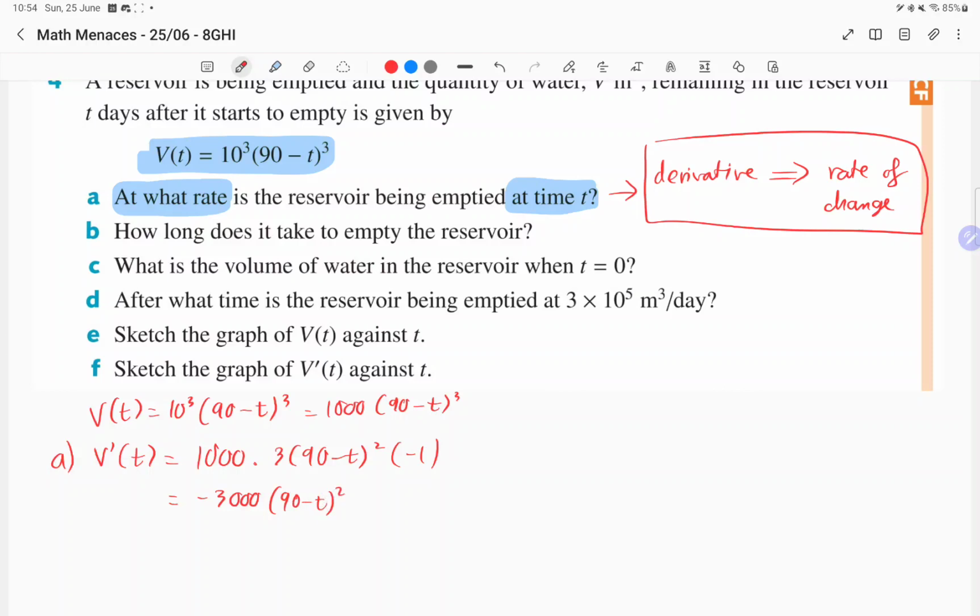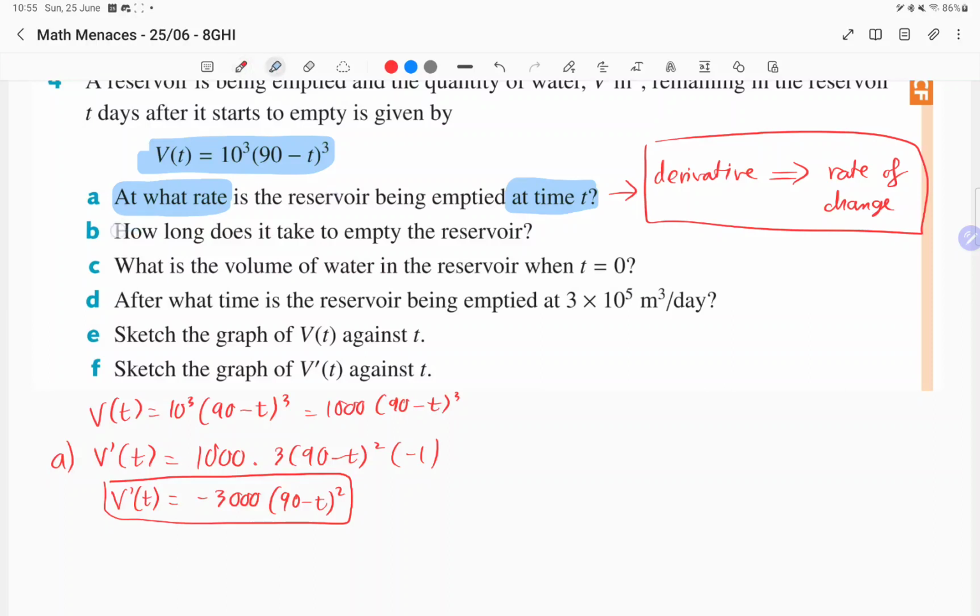And that's it for question A, right? That's all they're asking you to find. At what rate at time t? So at what rate is it being emptied at time t? If they don't give you a specific value for t, it just means you want the general equation. So when you do question B, you divide 3,000 out, so it's just 0 equals (90 minus t) squared. Not squared.